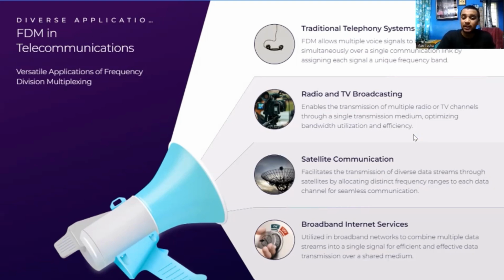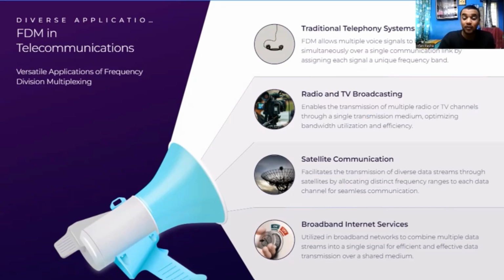Now, radio and TV broadcasting. As I have been saying again and again, radio and TV broadcasting is a very vital, essential element of FDM. It enables the transmission of multiple radio or TV channels through a single transmission. Moving on to the next, satellite communication facilitates the transmission of diverse data streams to satellites by allocating distinct frequency ranges for each data stream for seamless communication. Simply, it helps us in seamless communication. FDM plays a vital role in satellite communication also.